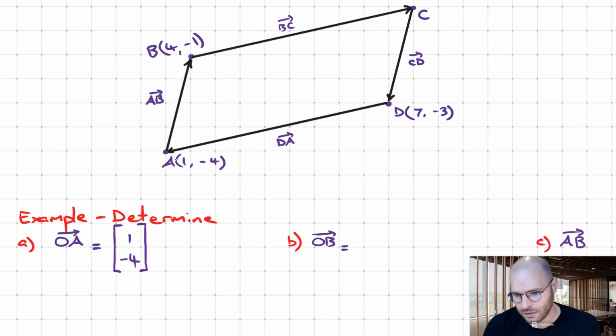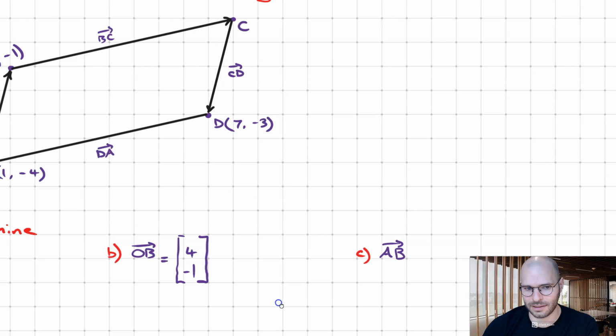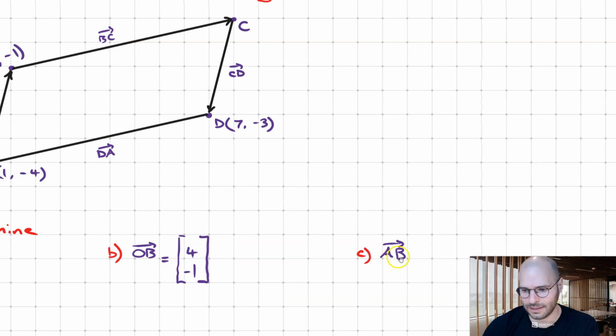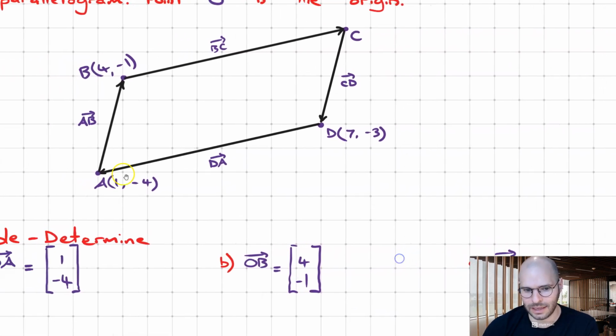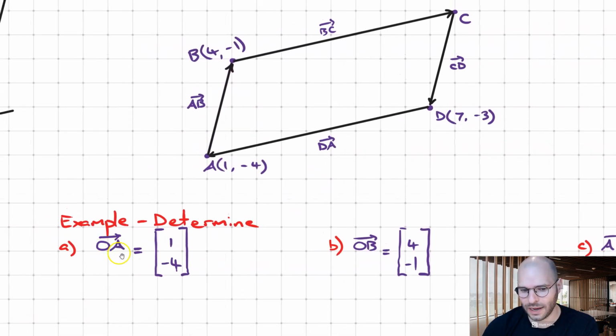Similarly for OB, the movement from the origin to point B in space, we simply grab the coordinates of point B and we write it as a column vector, 4 and minus 1. And life is good. Moving along, let's increase the complexity. We're looking at the position vector AB. Now before we can describe AB, we need to go back and understand why OA is simply the coordinates of point A and OB simply the coordinates of B.